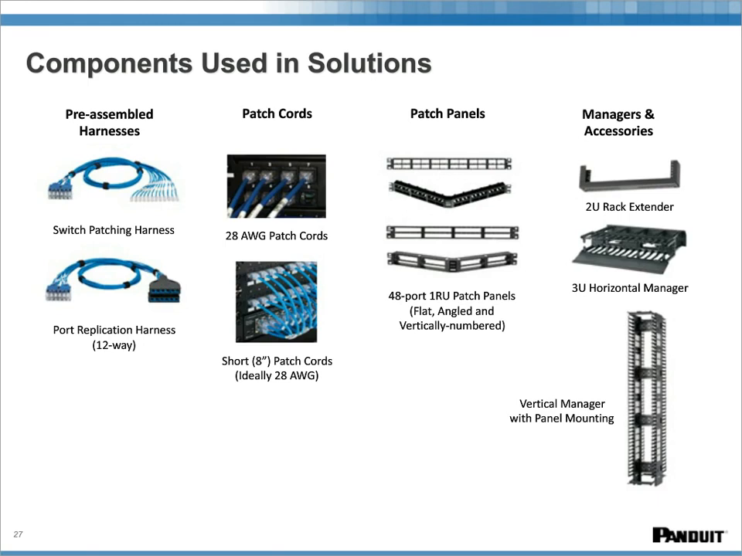Things like a rack extender, just to buy a few extra RU on top of the rack, where typically you do have a little bit of available space. We looked generally at a 3U horizontal manager, which when using 28-gauge cords gives you enough space to transition half of the port capacity from one side of the rack to the other. And finally, we looked at that vertical manager with the vertical panel mounting features, which not every vertical manager will have. You do have to specify that.